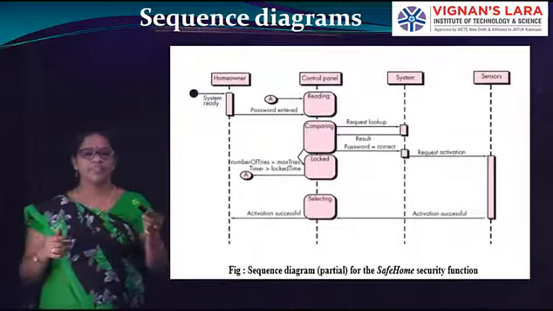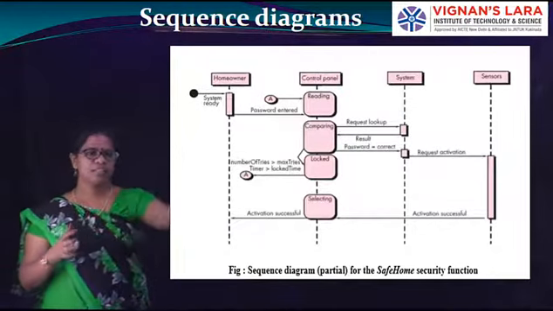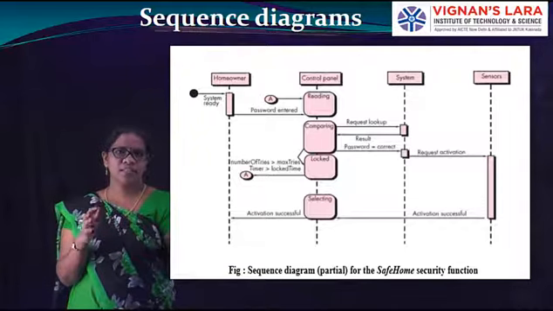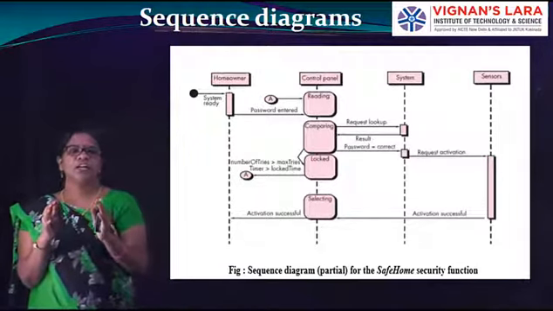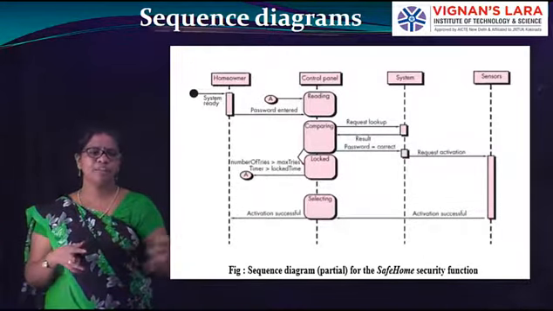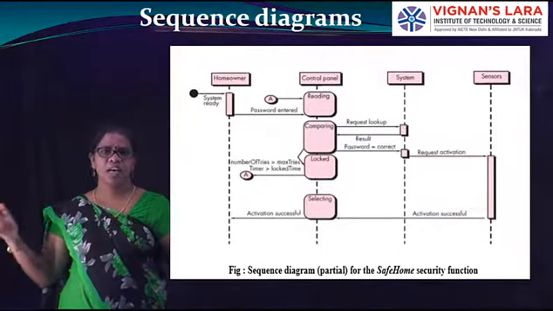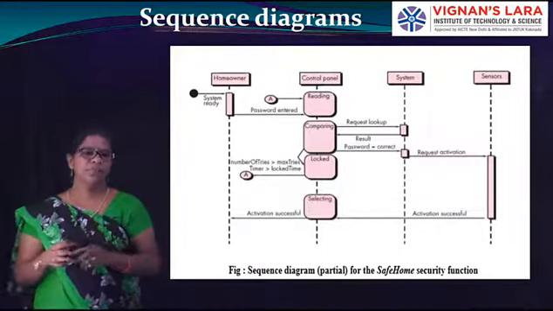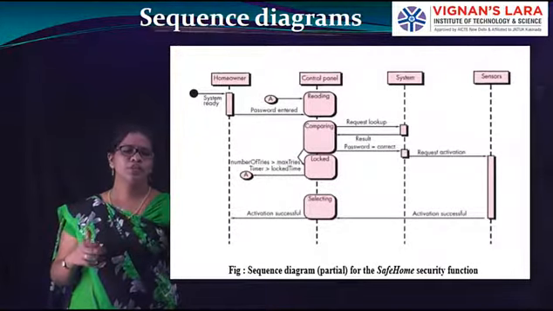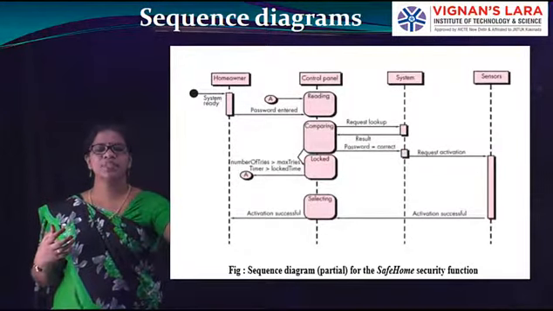I will show the sequence diagram for the ATM at the end of the session. This is how a sequence diagram will be drawn for the SafeHome security, but this is only a part. To draw the sequence diagram for the whole SafeHome security would be very large, so this is only a partial part. When a password is given, it shows how the system interacts with the control panel. When it senses some person, the sensor gives the information to the system, like that.